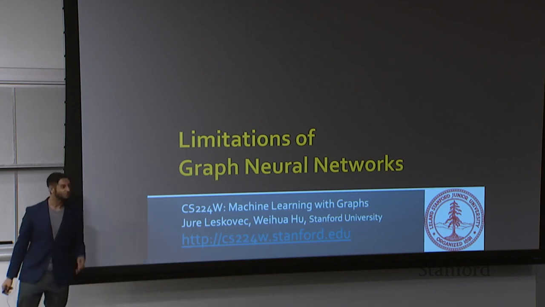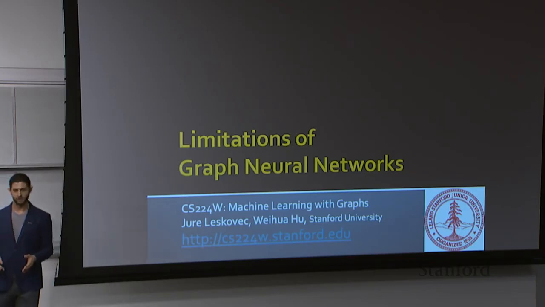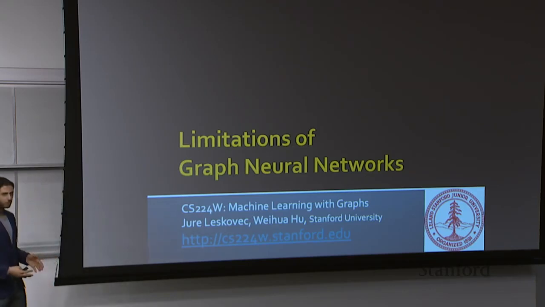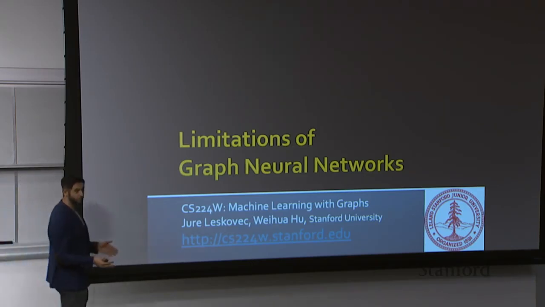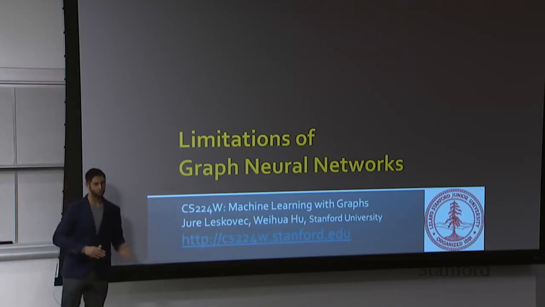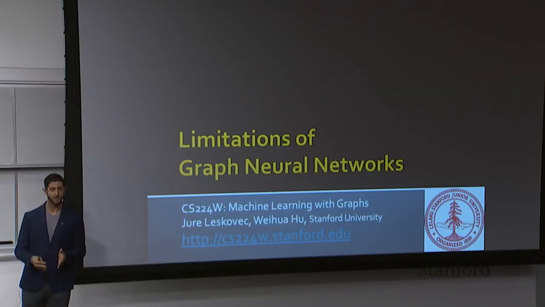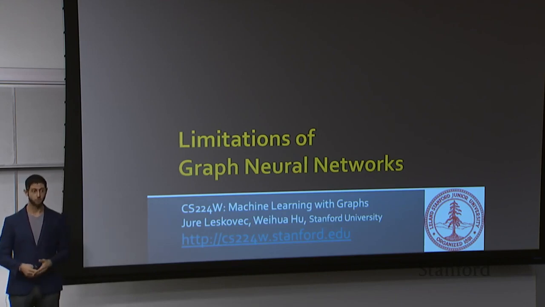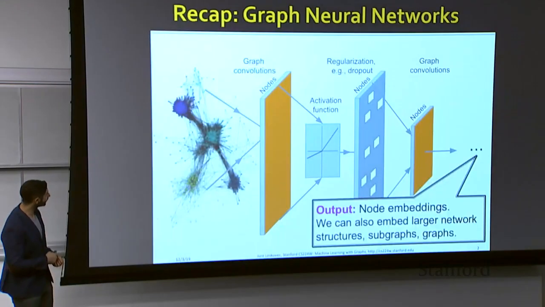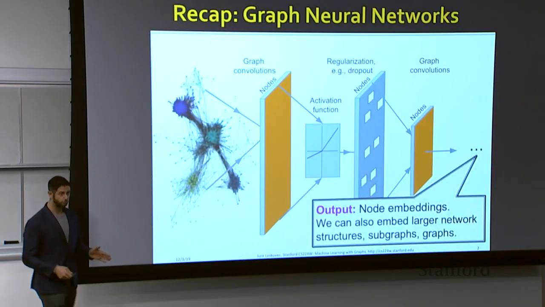Okay, so the topic of the day is limitations of graph neural networks. We have been using them for more than a month. Many of you are using them in projects, but I also want to show some of the downsides and cases where they don't perform as well as you would expect. All right? So first we go through a very quick recap.